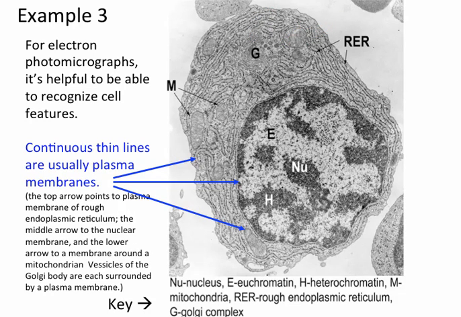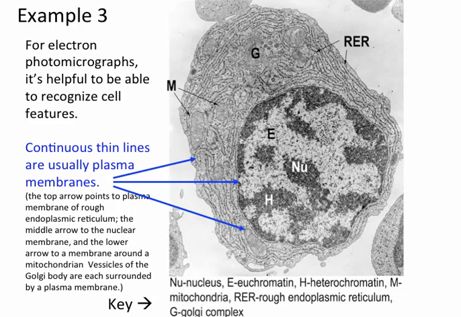In an electron photomicrograph, continuous thin lines are usually a cell membrane and also the membrane around organelles. The top arrow of my 3 blue arrows points to a plasma membrane of rough endoplasmic reticulum. The middle arrow points to the nuclear membrane. Bottom arrow points to a membrane around the mitochondrion. Vesicles of the Golgi body are each surrounded by a plasma membrane or a lipid membrane, and the outside of the cell has a plasma membrane.